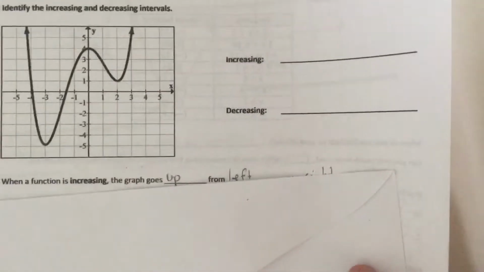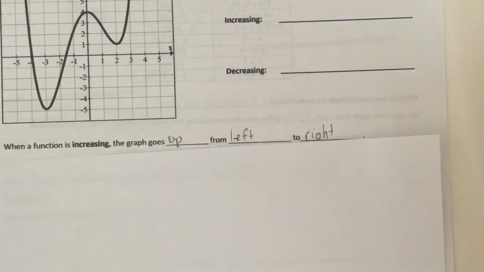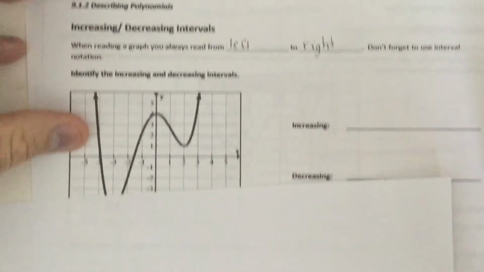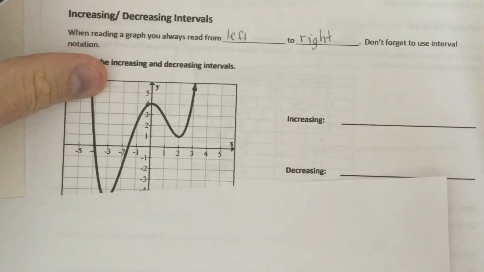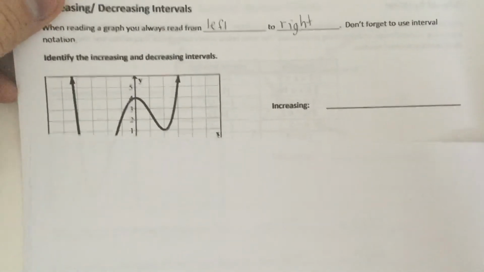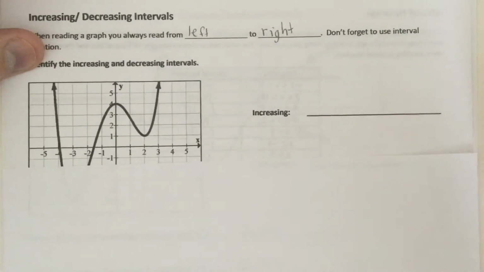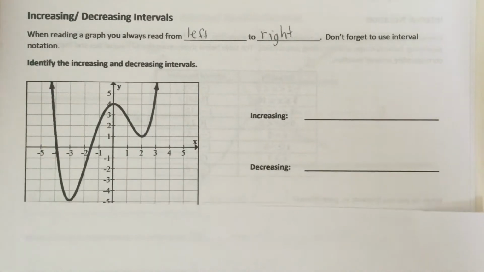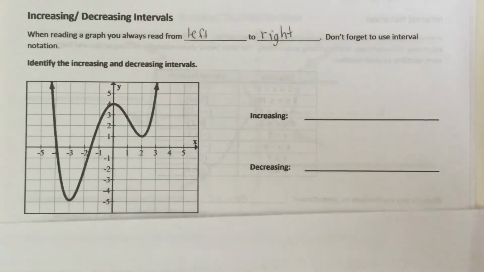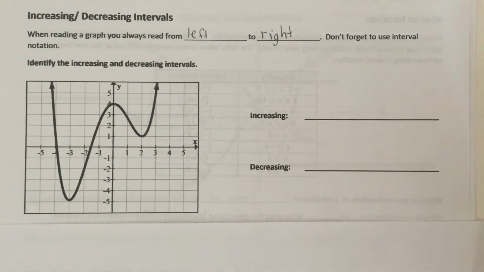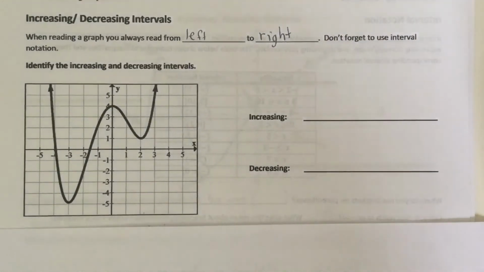Alrighty. Just remember, the next topic now is going to be increasing, decreasing. And we did increasing and decreasing in the beginning of the year as well, but we did increasing and decreasing with pretty much just parabolas. So now we're going to be looking at increasing and decreasing with our polynomials that are increasing multiple times or decreasing multiple times. So just remember, when you read a graph, you always read left to right, just like a book, and our interval notation is how we're going to do this.